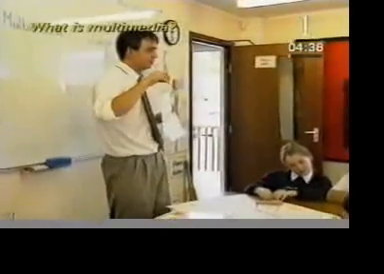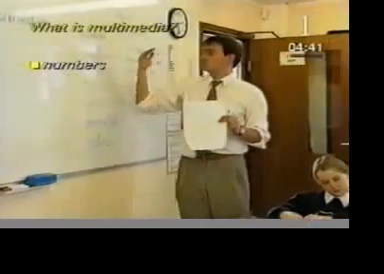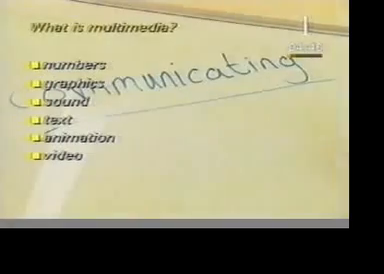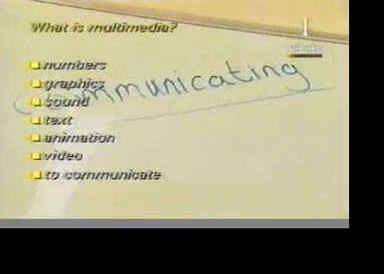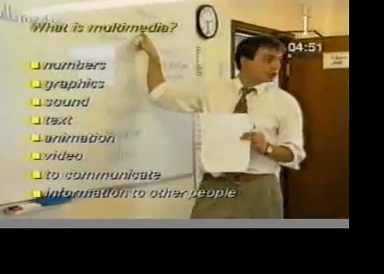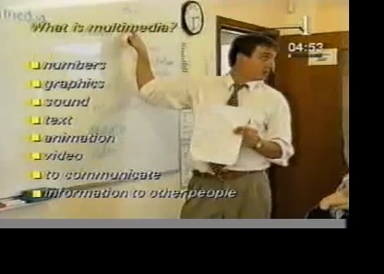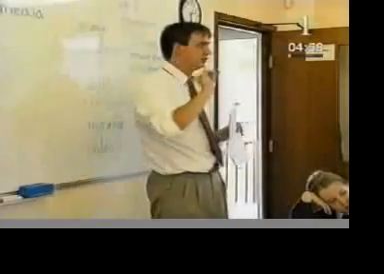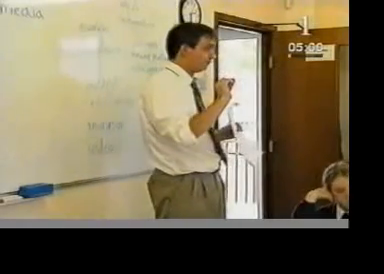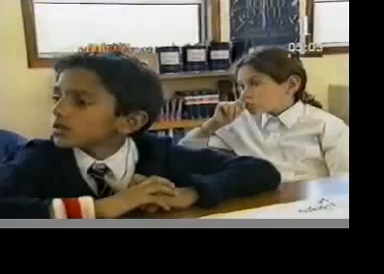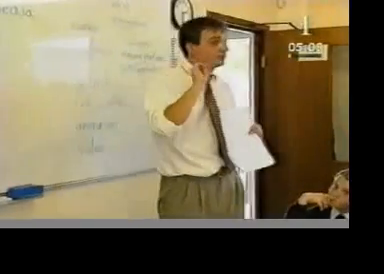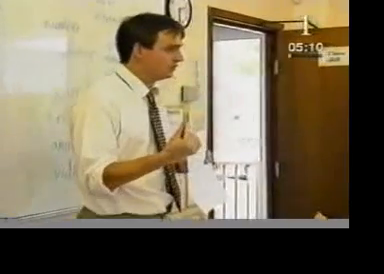We're going to create something which uses numbers, graphics, sounds, text, animations and videos to communicate to other people some information. That's our target. That's our aim, to communicate to a specific audience, someone which I will tell you exactly who it's going to be for. It's actually going to be for the other Year 6 class. And we're going to communicate some specific information. Information that they will need, information that they will want, information that's useful to them.